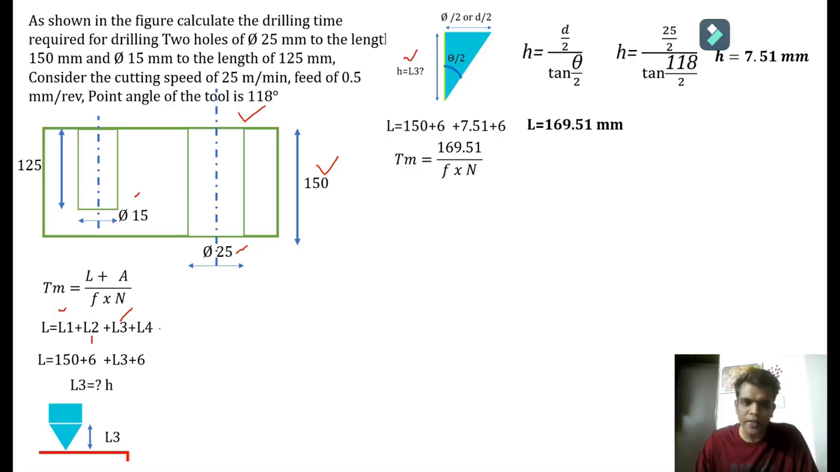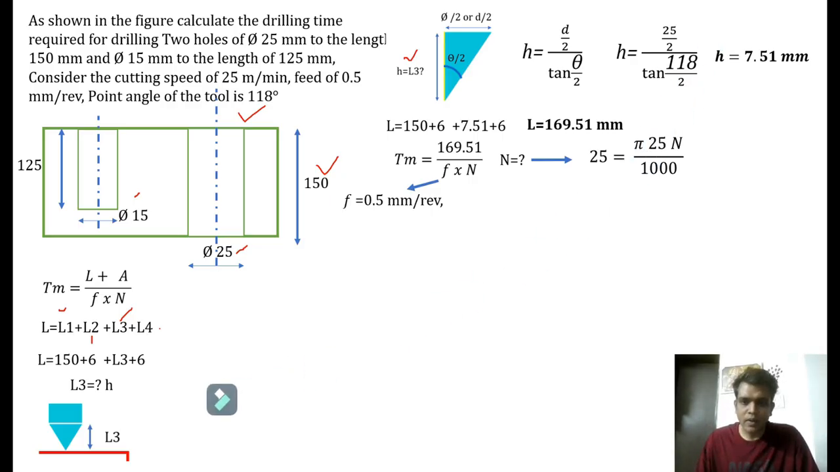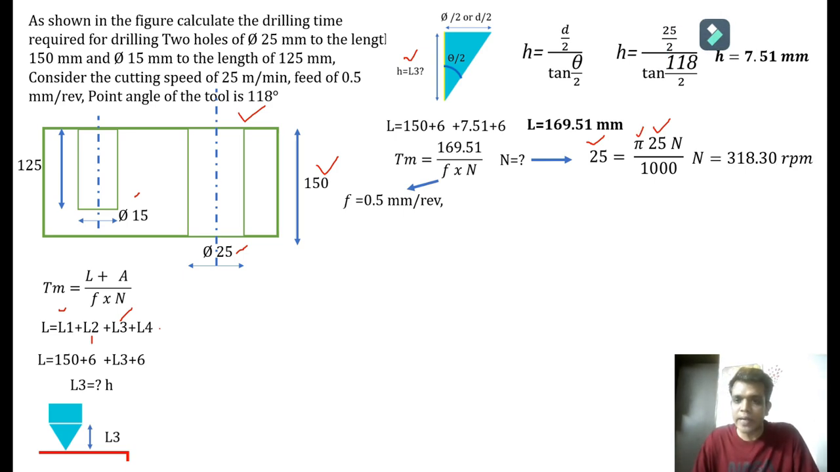Now we have the equation. What is left now? The feed is given, 0.5. N is not given, that is, the RPM or speed is not given. How can it be calculated? We have the equation for cutting speed, and the cutting speed is provided. What is the formula for cutting speed? Pi dn by 1000, where 25 is the drill diameter. Cutting speed is 25 meter per minute. So we can easily calculate the speed n as 318.30 rpm. Now everything is done, so we can calculate the time required for hole number 1.